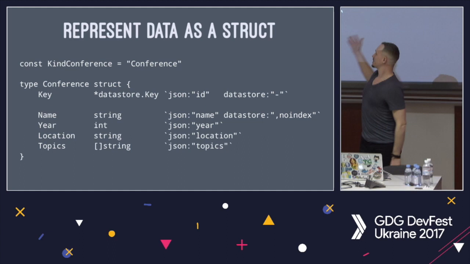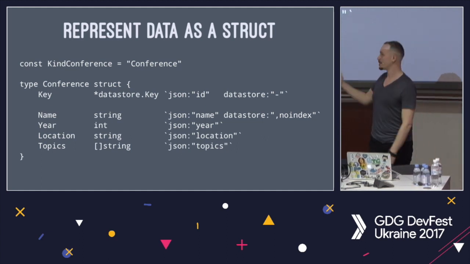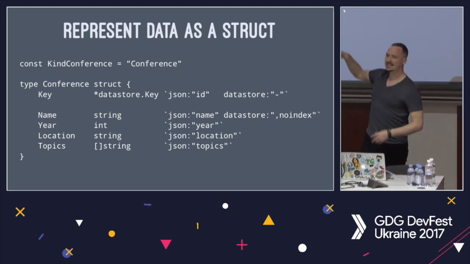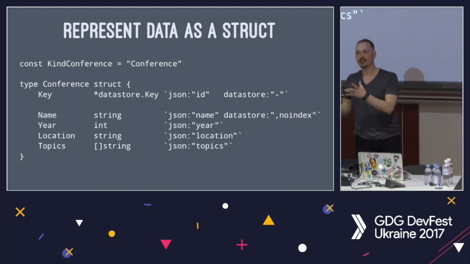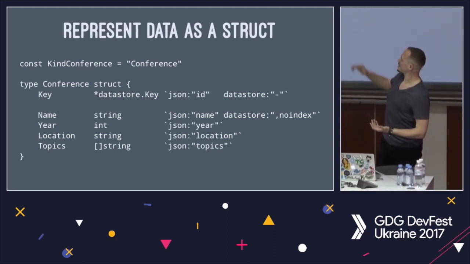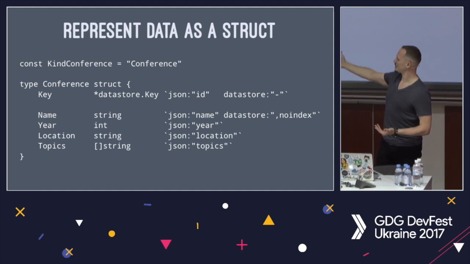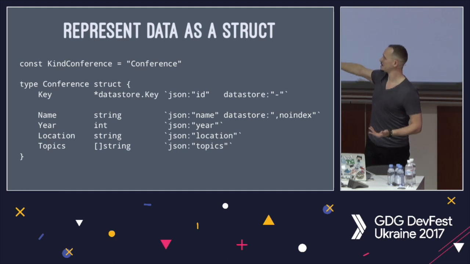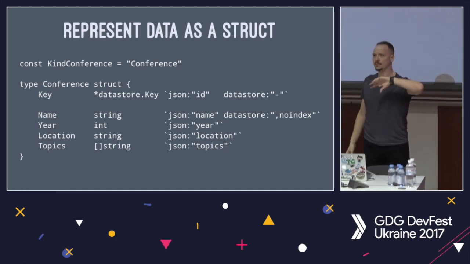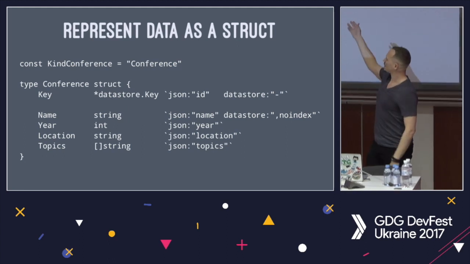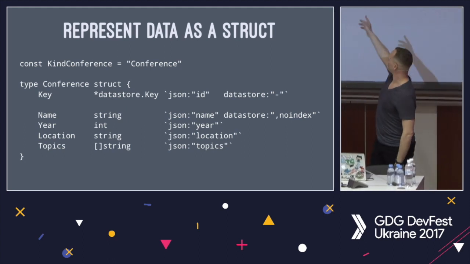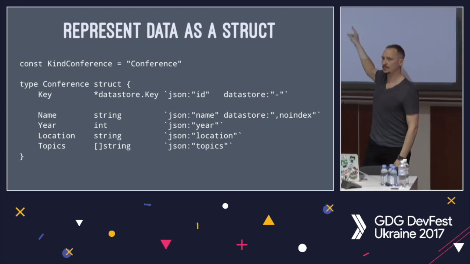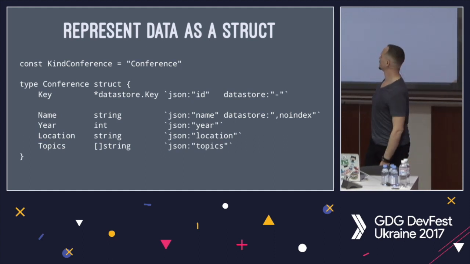So first of all, represent data as a struct. Maybe obvious, but this is what we do. I'm modeling a conference here. So you need a kind, a string that's like a table name or entity name. The kind is conference, and then I have the fields for the conference. The only weird thing here is I put the key inside this entity, because if I'm going to marshal it to JSON or persist it in some other way, I want it to have an ID. And this little tag at the end tells it not to put this in the data store. We just use a hyphen to say don't.